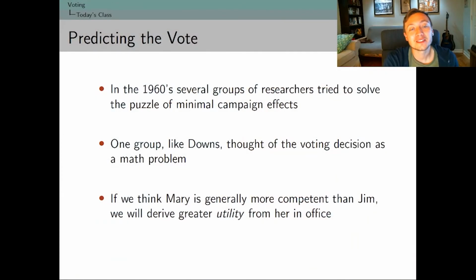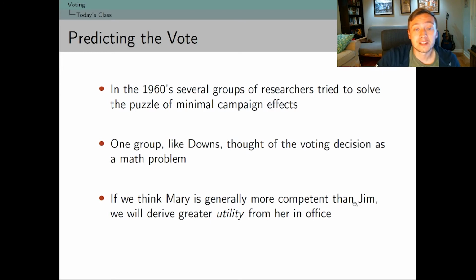So if we go back to the 1960s, we think about not just the question of voter turnout, but the question of predicting who it is that's actually going to win an election. Going back to that time, a number of researchers were attempting to solve this so-called puzzle of minimal campaign effects, which is essentially to say that a lot of researchers were looking to see whether political ads would sway people one way or the other. And most of what they found seemed to suggest to them that political ads had pretty much no effect.